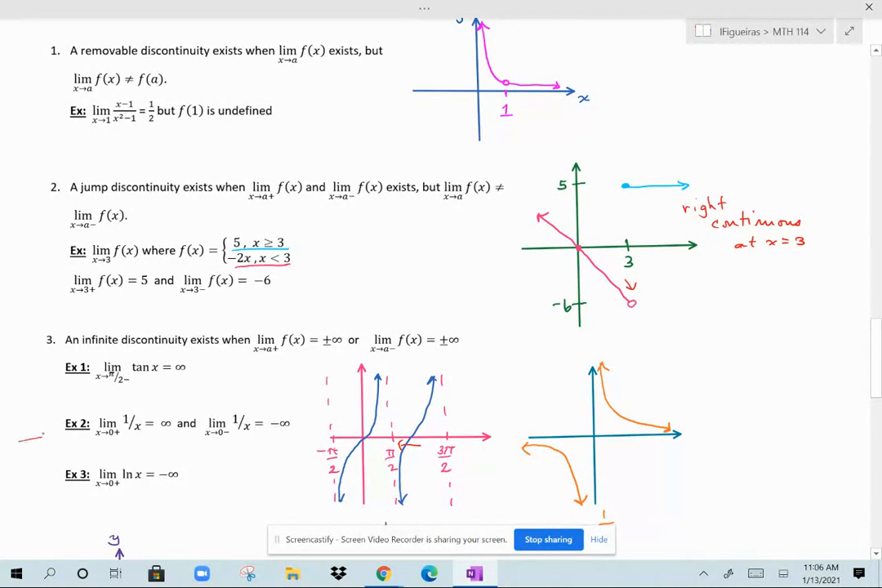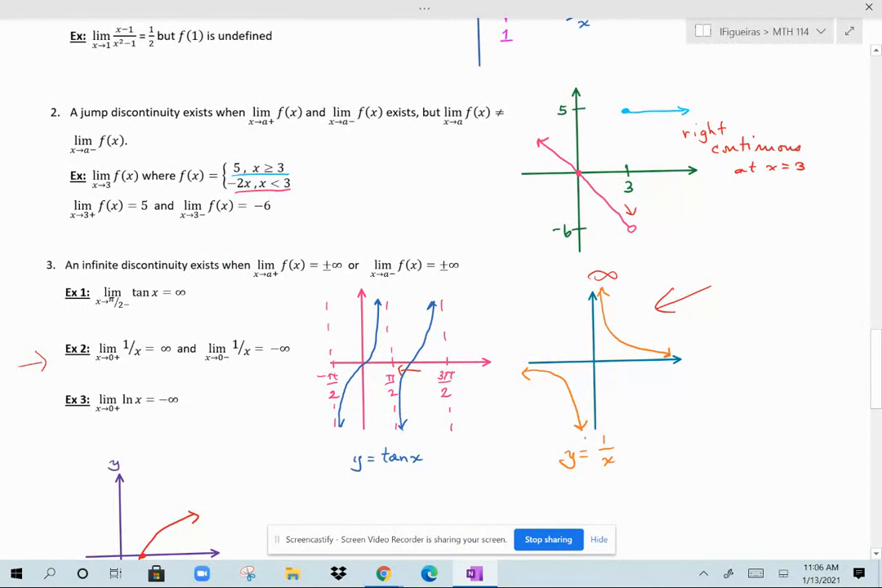Second example is 1 over x. That's called the reciprocal function. This has a discontinuity at 0. Again, 0 is not in the domain. And you can see on the graph, here's the graph of 1 over x. As you approach 0 from the right, your graph is approaching infinity. When you approach 0 from the left, it is going towards negative infinity. So in both cases, both looking at it from the right and from the left, you can see that I have an infinite discontinuity at 0.